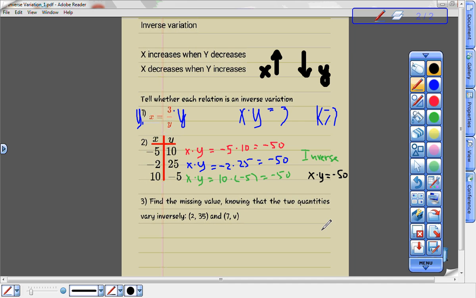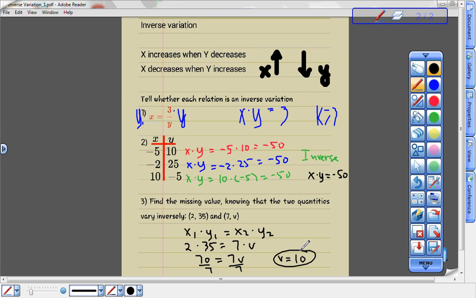To find a missing value, knowing that the two quantities vary inversely means reapplying this formula x times y for both of these pairs. So we will have x1 times y1 equals x2 times y2. We will plug in the numbers. 2 times 35 equals 7 times v. 70 equals 7v. Divide by 7 would be the way to solve that equation, and v equals 10.